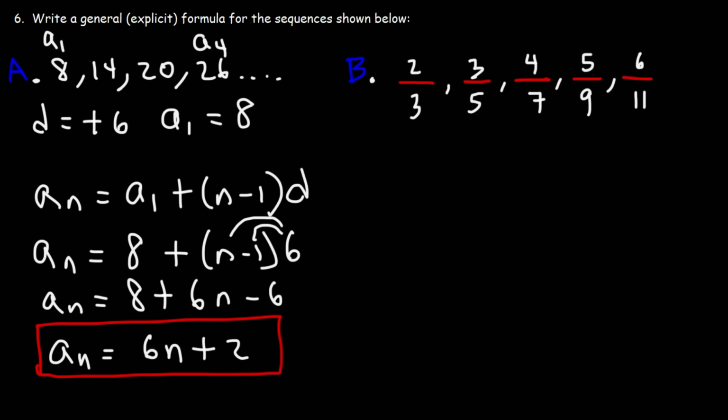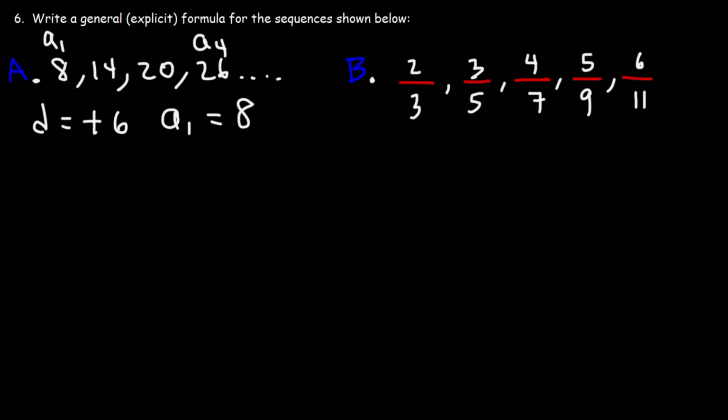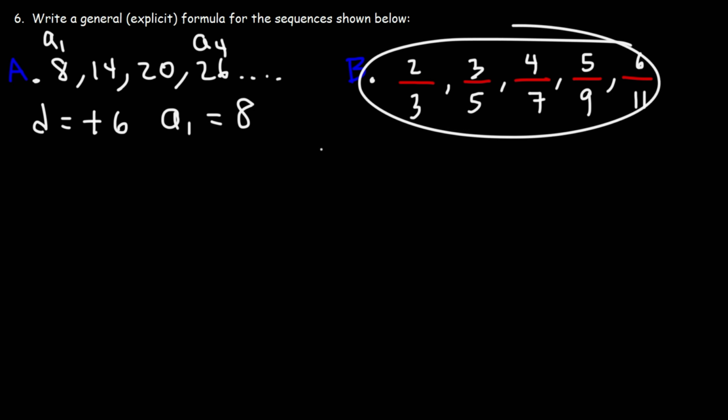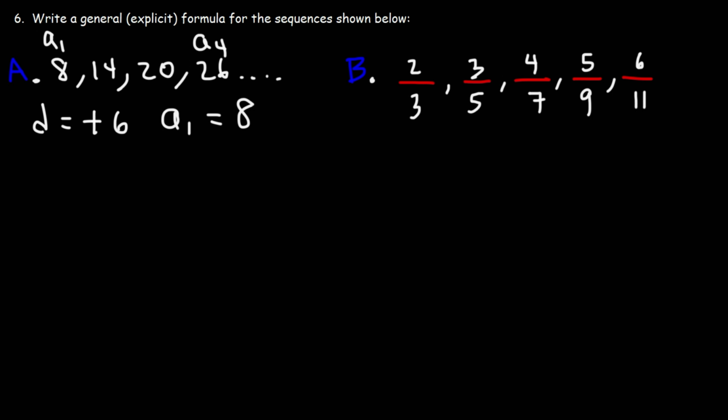So now that we have the explicit formula for part A, what about the sequence in part B? What should we do if we have fractions? If you have a fraction like this, or a sequence of fractions, and you need to write an explicit formula, try to separate it into 2 different sequences.